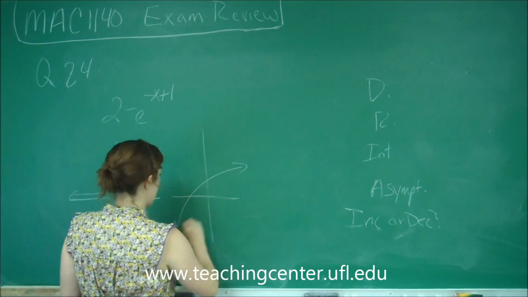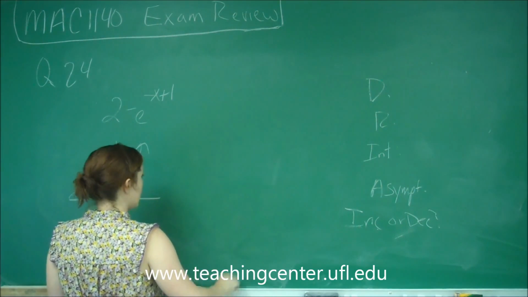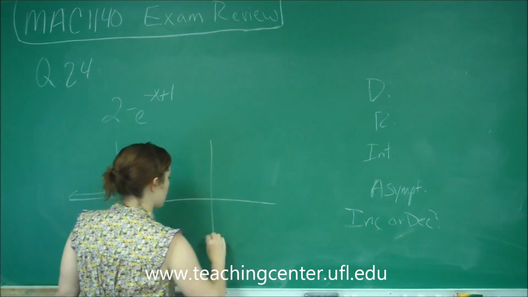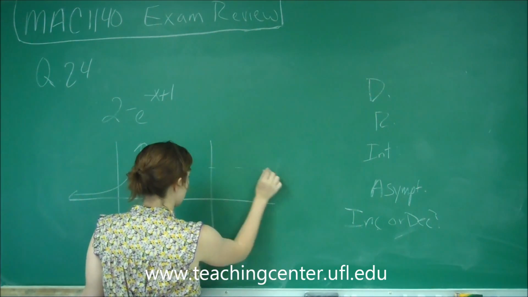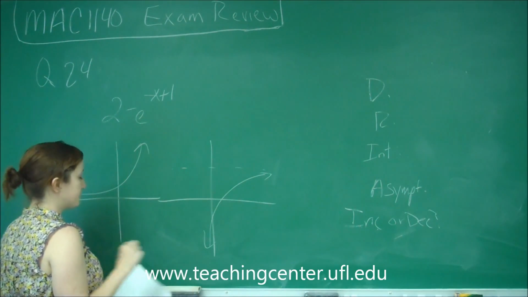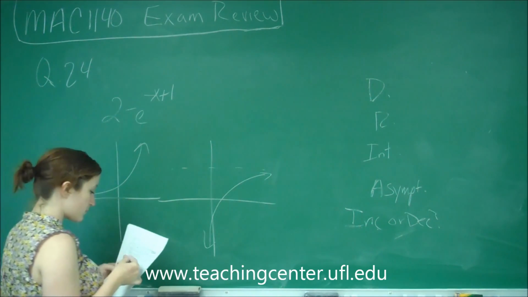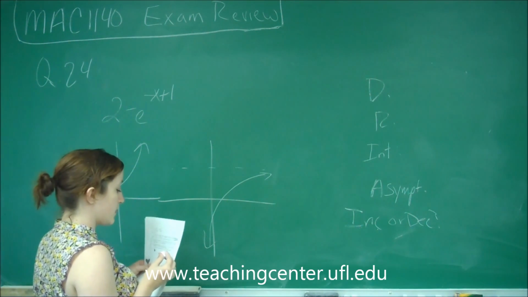that, something like that. And it's going to shift 1 to the right, so it's going to look something like that. So that's our basic graph. And we want to find its domain, range, intercepts.